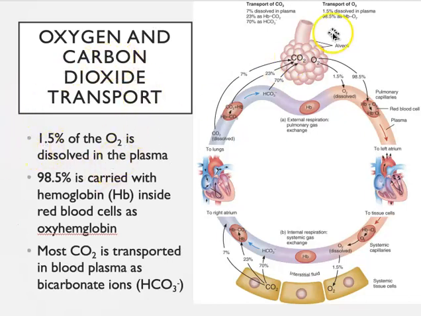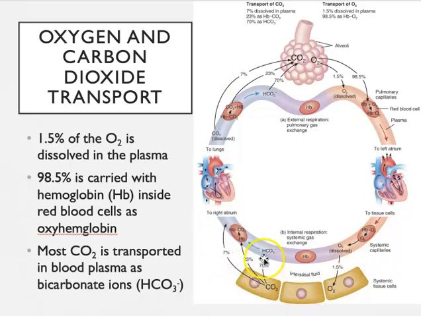So if we take a look at this image, here's an alveolus, here are capillaries in our bloodstream, and here are cells giving off carbon dioxide. What you're seeing is that most of the oxygen is going to be carried by red blood cells. Very little of it, like 1.5%, actually dissolves in the bloodstream. However, carbon dioxide, a larger amount, about 7%, will be dissolved in the bloodstream.